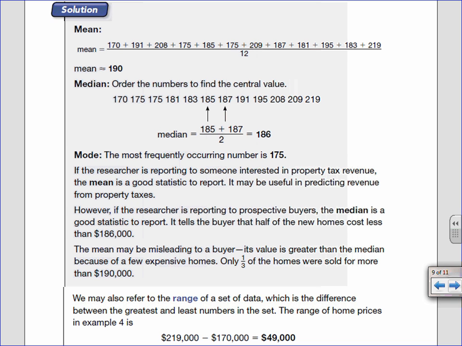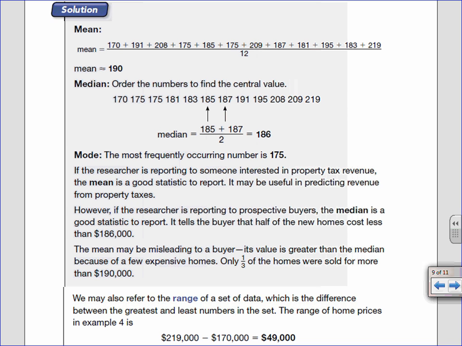So here's how they went through and solved things. Added them all up, divided by 12, came up with a mean of 190, which is what we got. They put the numbers in order and found that the median was between 185 and 187, so they used the mean of those two numbers, added those up and divided by 2, and got 186. They also found that 175 was the most frequently occurring number. It had 2, every other number only had 1.